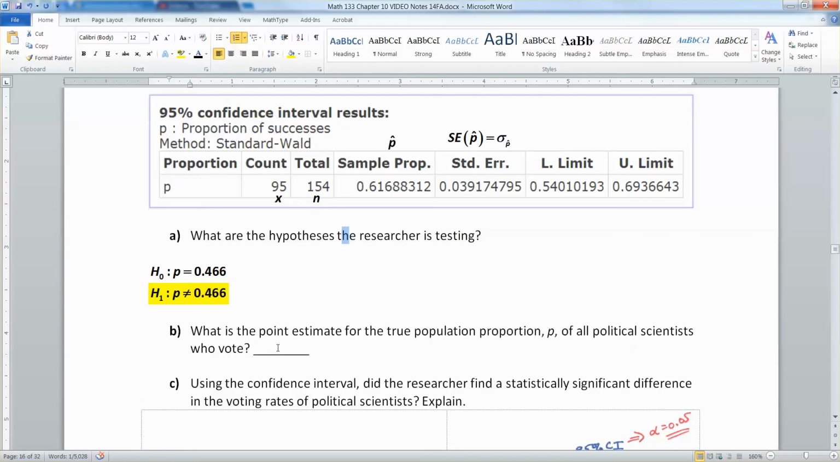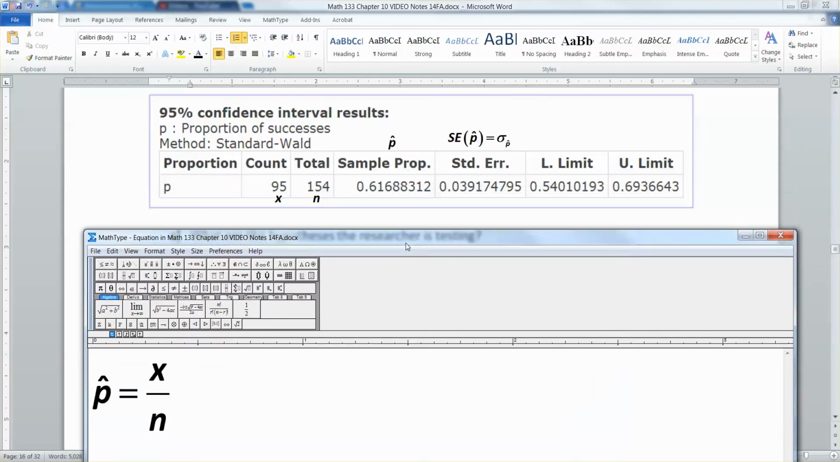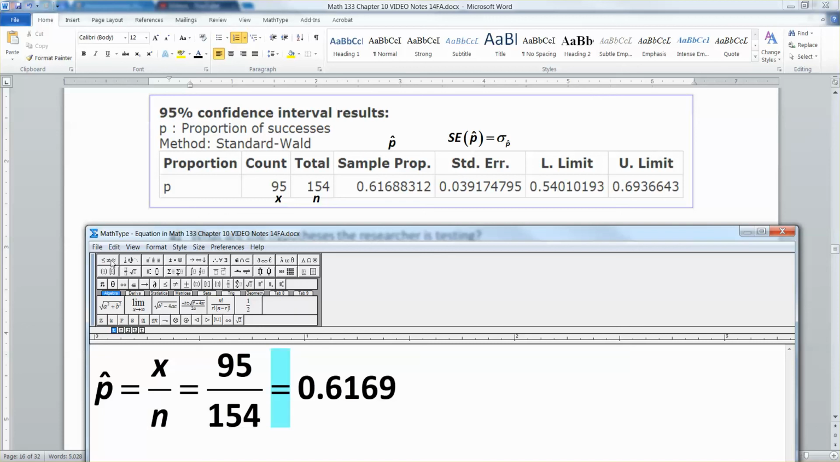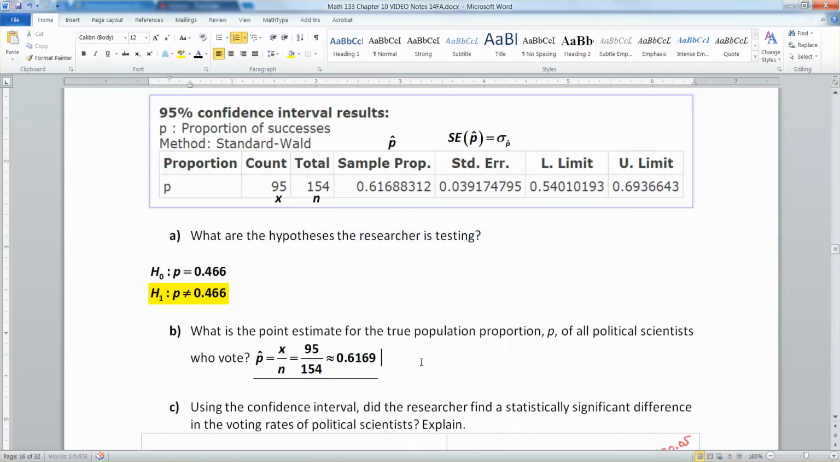All right, now what was the point estimate? That would be P hat, which of course we found anyway. It's X over N, which is 95 over 154, which they already told us, although they didn't have to. It's 0.6169 approximately.